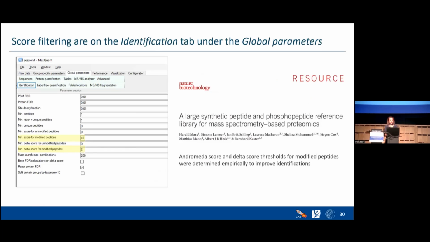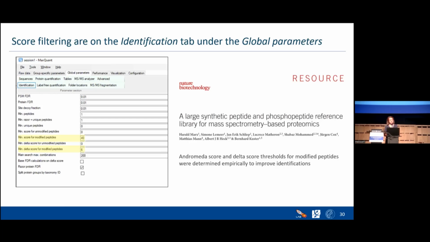On the global parameter, on the identification tab, we have minimum score for modified peptides. It's set by default to 40. And these numbers come from this paper, and the paper is about large synthetic peptides. By default, we don't have any filtering for the unmodified peptide. For modified peptides, we have some preset good score.